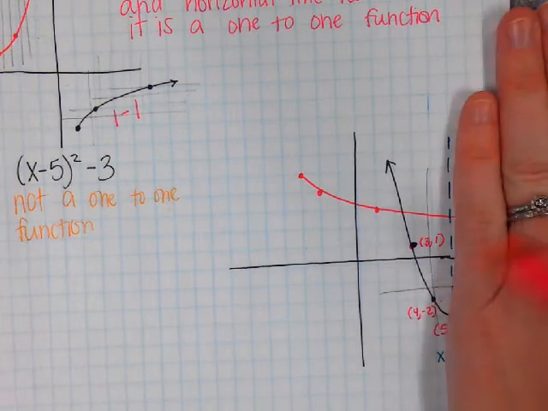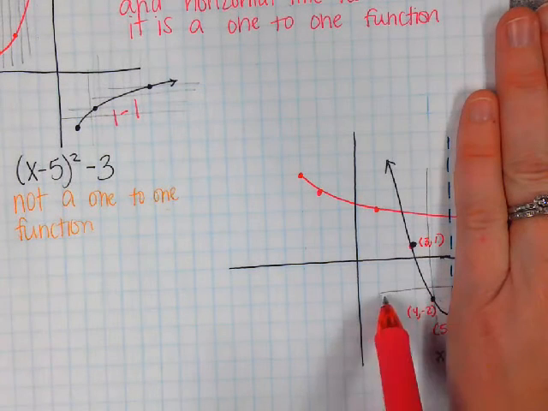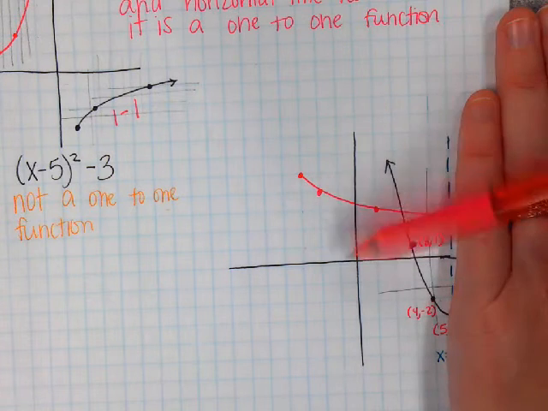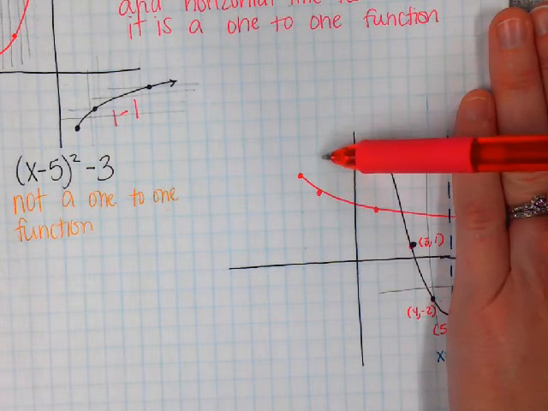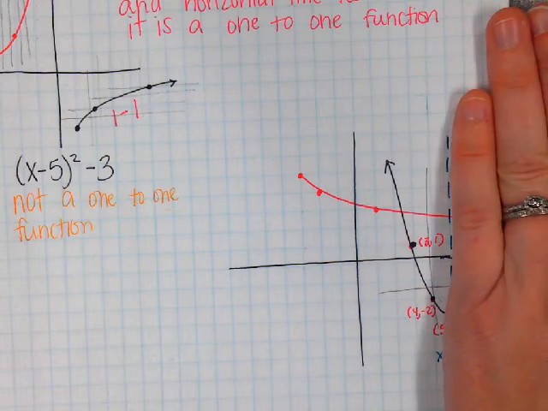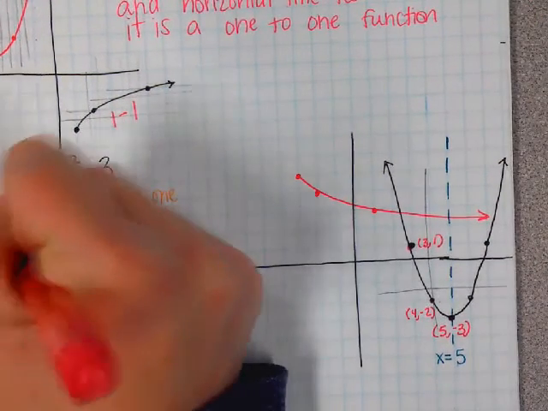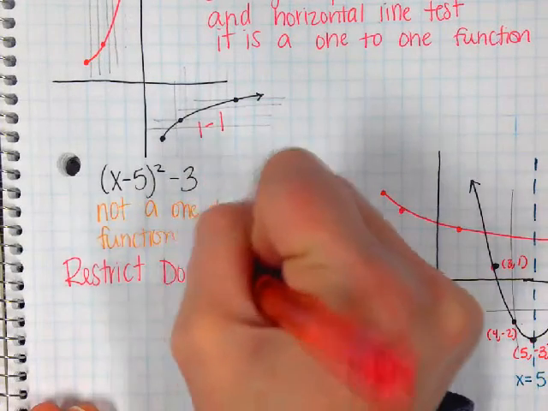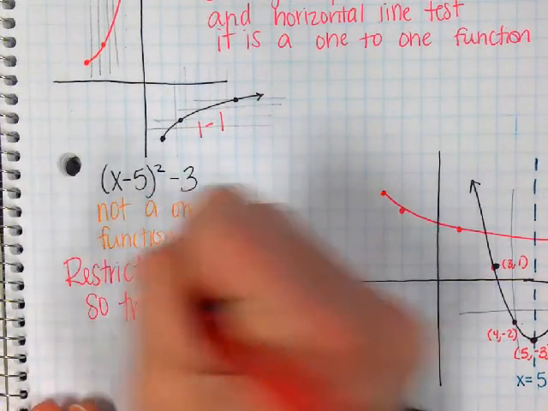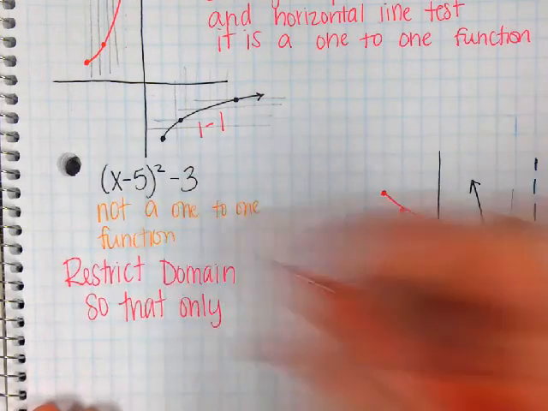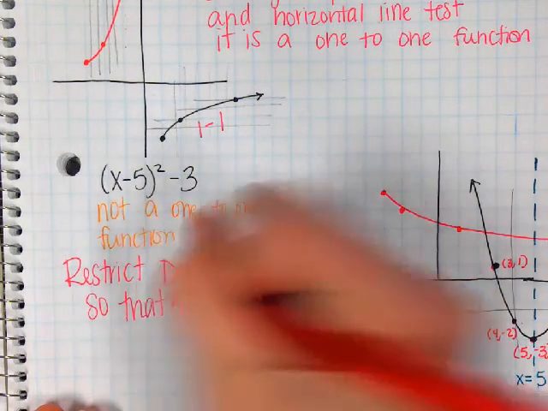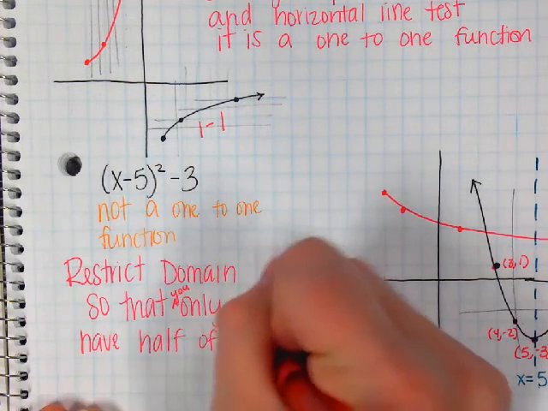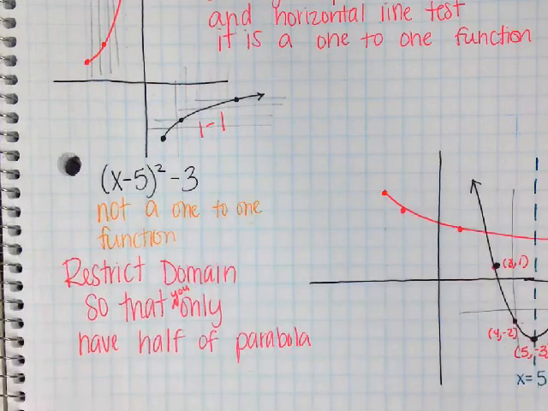So notice, if I only graph half of the parabola, so if I was only looking at this half, that would pass the horizontal and the vertical line test, and the inverse would pass the vertical line test. So notice this would be a one-to-one function. So you're going to restrict the domain so that you only have half of the parabola.